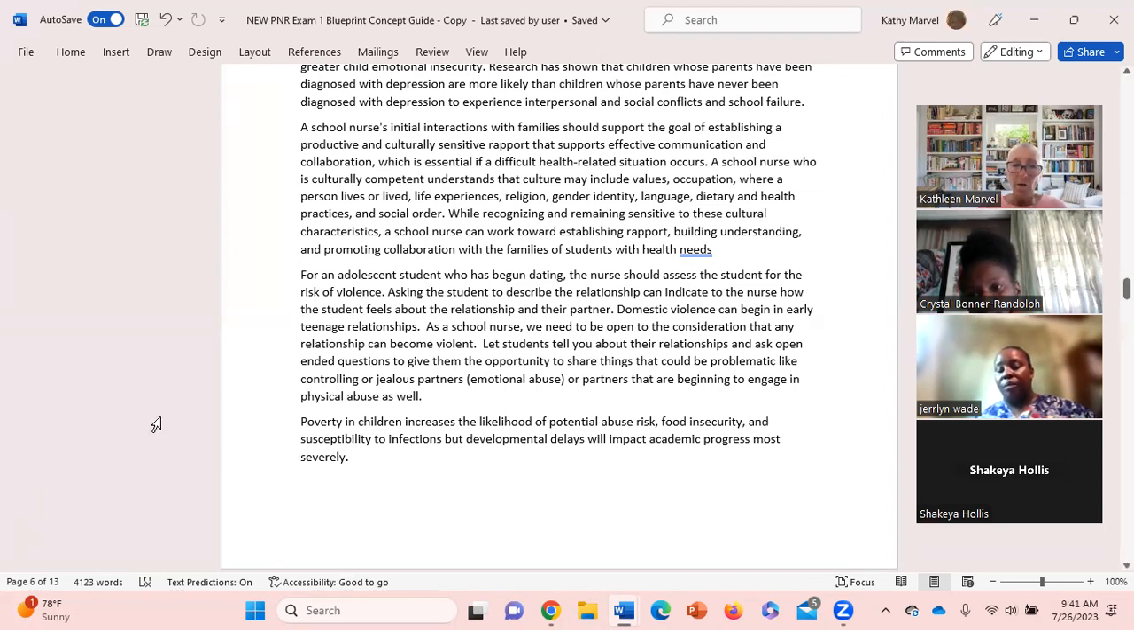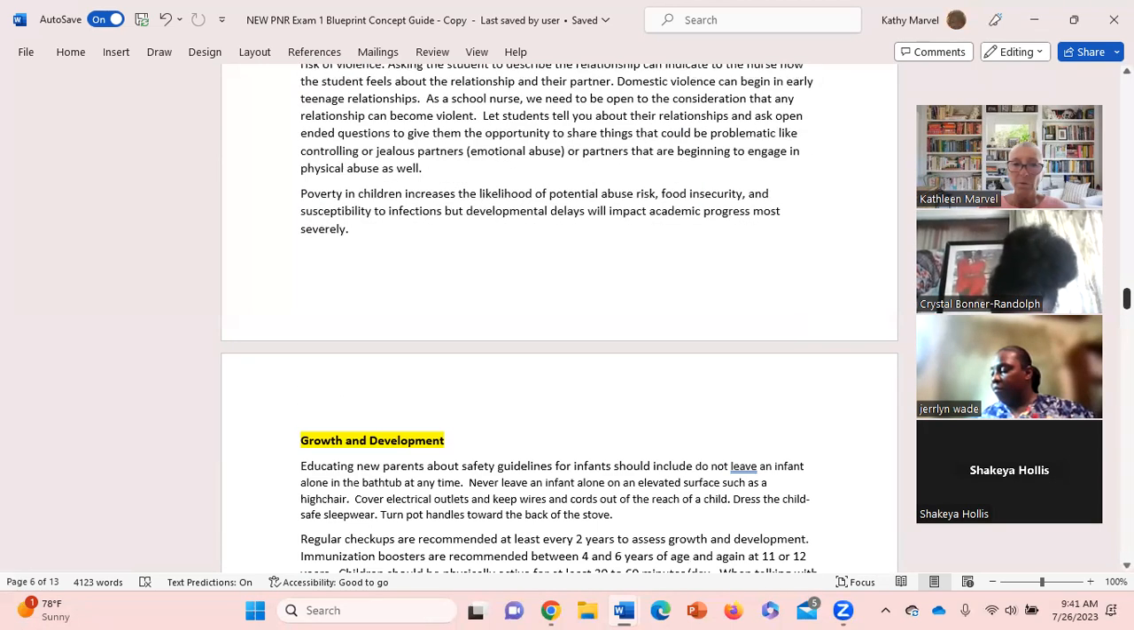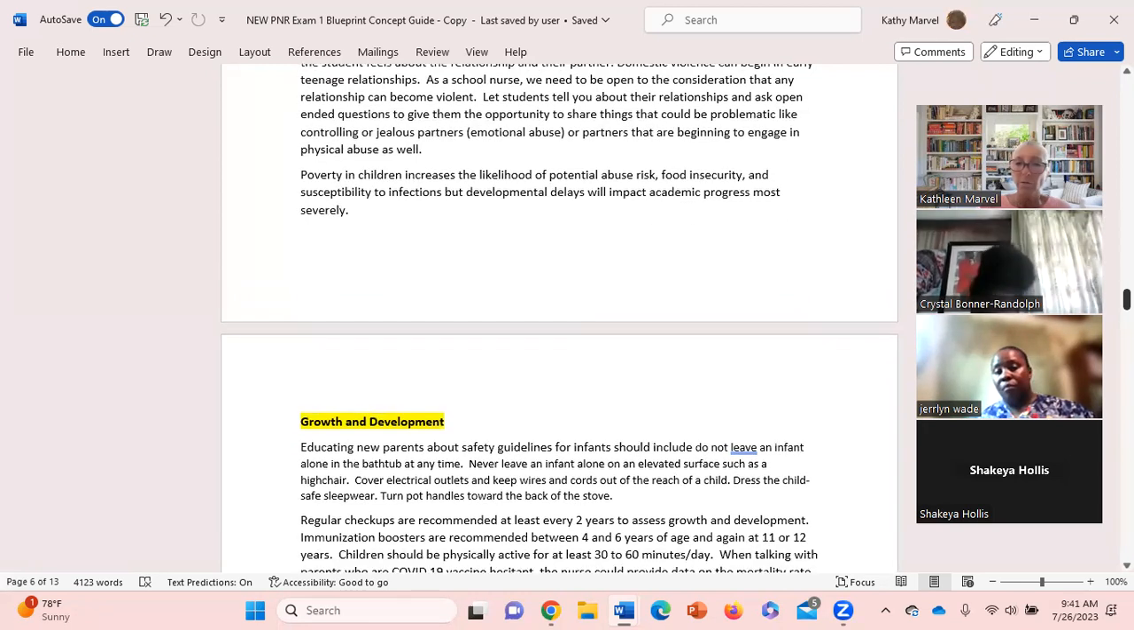Poverty increases the likelihood of abuse risk as well. Poverty in kids increases the likelihood of potential abuse risk. Food insecurity, susceptibility to infections, developmental delays, academic issues. See this all the time in the schools, especially in schools that have a community that has high poverty rates. You see this with the kids.